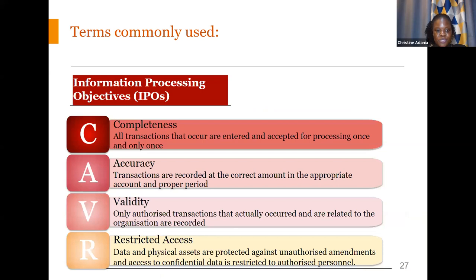Okay, then we go to information processing objectives. What are we auditing against? Keep these things in mind.